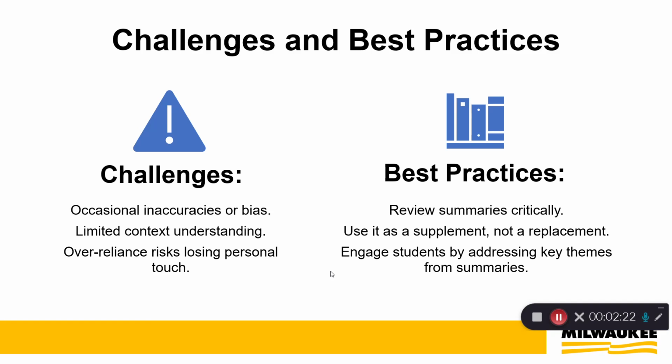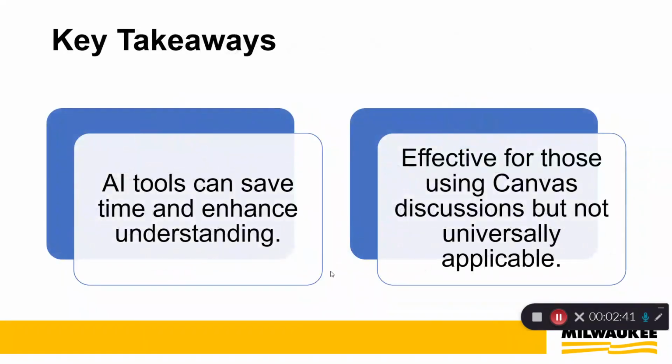So don't just read the summary and do nothing with it, but engage with students by explaining, well, here are the key takeaways, and then adjusting instruction as needed from it. So if you're seeing that there's a particular concept that students aren't getting, you may want to reassign something or go over it again during class.